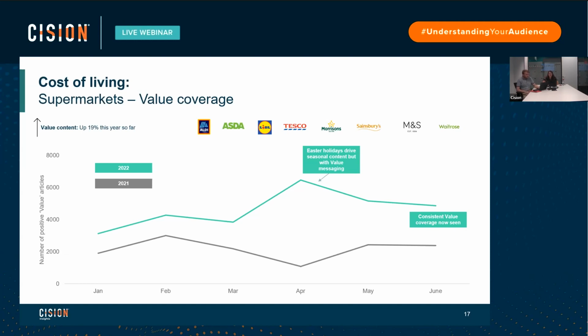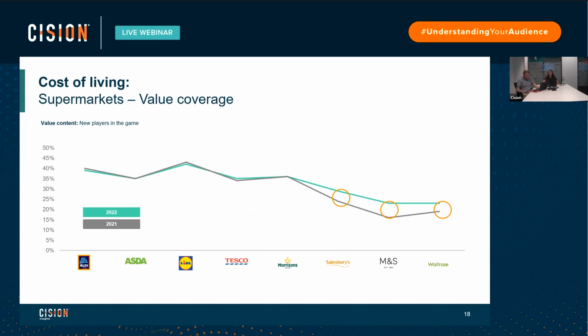But where the really interesting data comes in is if we're looking individually at the supermarkets and the proportion of coverage that has a value message. If you move on to the next slide, you can see that for the traditionally value-based supermarkets, while the volume has gone up, the proportion of value coverage has stayed static. However, those traditional supermarkets that focus more on quality, the likes of Sainsbury's, M&S and Waitrose, have dramatically increased.